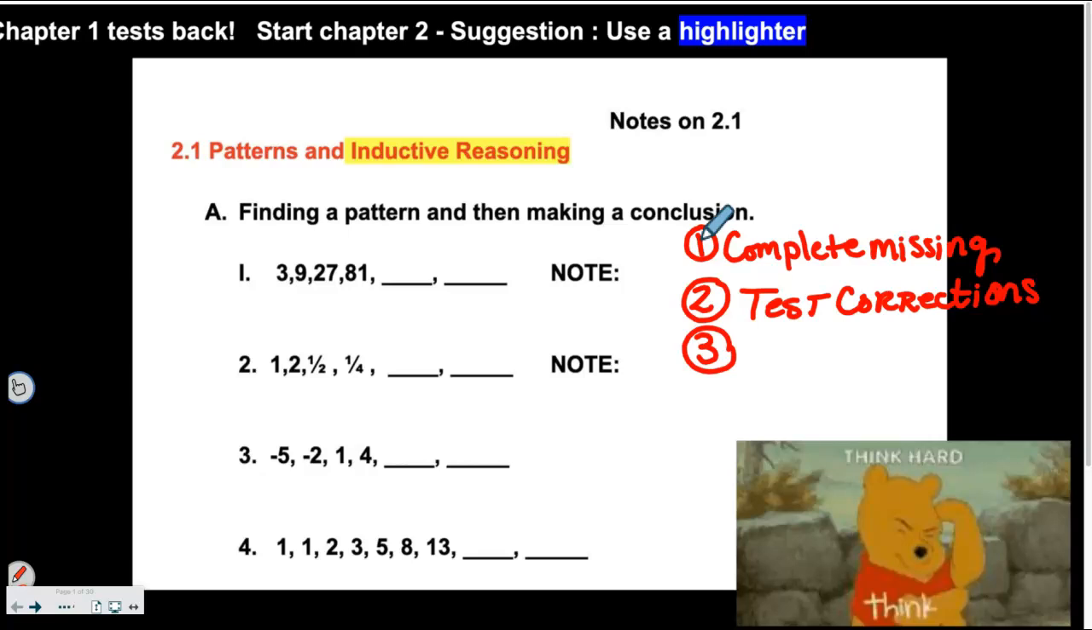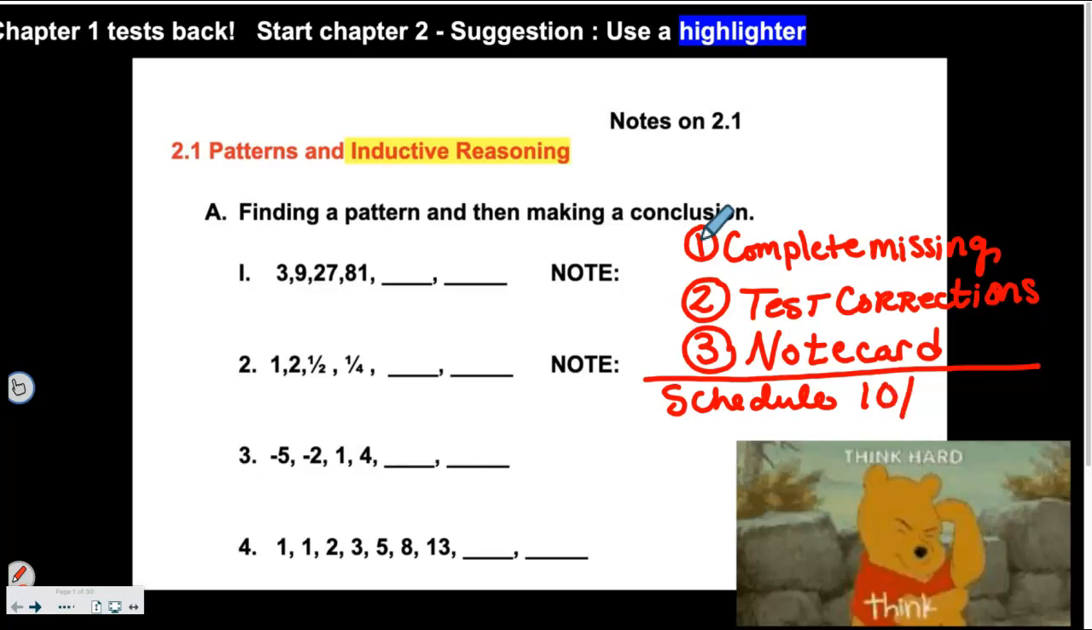You have to schedule that time to come in, and we'll correct the mistakes on your initial test. The third thing is you must have had a pretty thorough note card, and if not, you're going to need to update it. Once these 3 things have been met, you'll be eligible to do a retake, and you need to schedule that with me before the 10th of October.